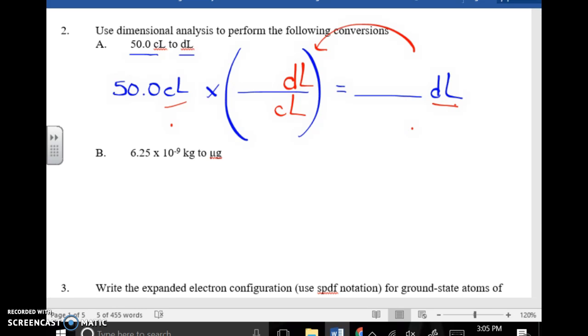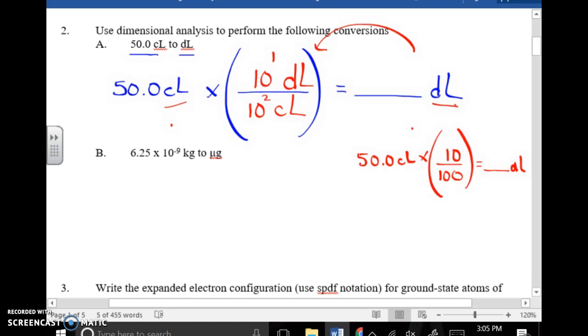What are the relative values of deciliters and centiliters? Well, there are 10 to the 1 deciliters and 10 to the 2 centiliters. Of course, in normal numbers, that's 10 over 100. When calculated, we get an answer of 5 deciliters.